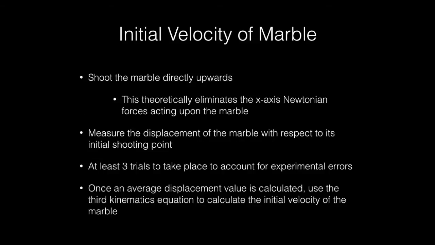In Experiment 1, students are required to experimentally calculate the initial velocity of the marble. Students should shoot the marble directly upwards to eliminate the x-axis Newtonian forces acting upon the marble. Students should then measure the vertical displacement of the marble with respect to its initial shooting point. At least 3 trials and an average should be calculated in the student's data section to minimize experimental errors.